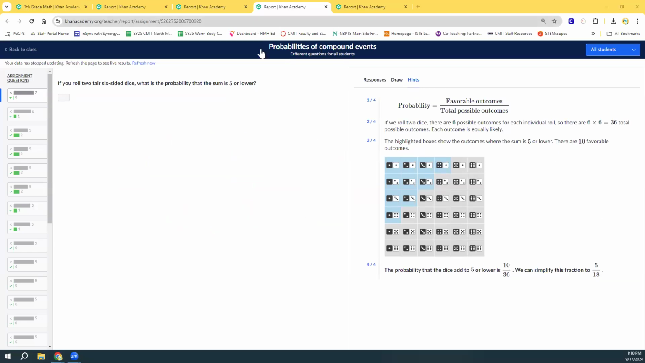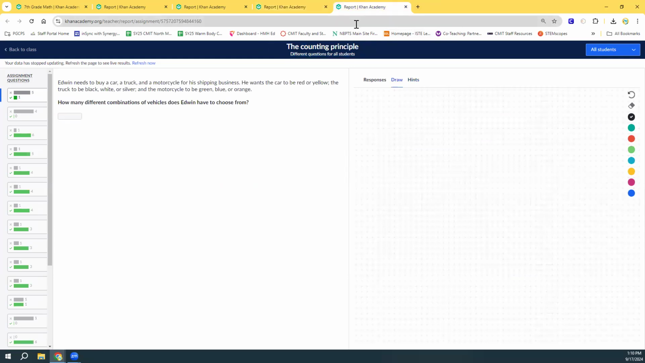You got your compound event. Again, make the rectangle. And the last one, I don't know why this is the last one, because it seems like the easiest one, the counting principle. So we're just going to see how many possibilities each event has, each category has. And then we're going to multiply those together, and that is the total number of combinations.